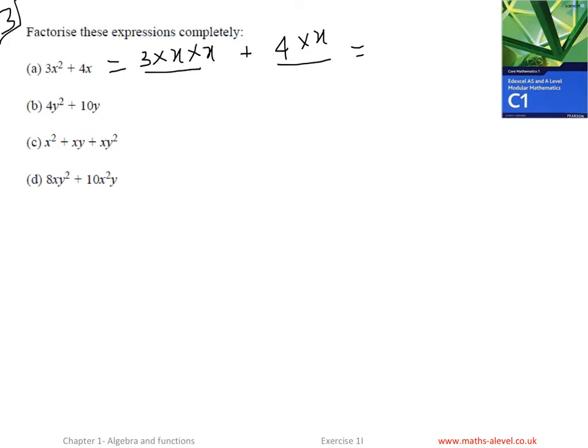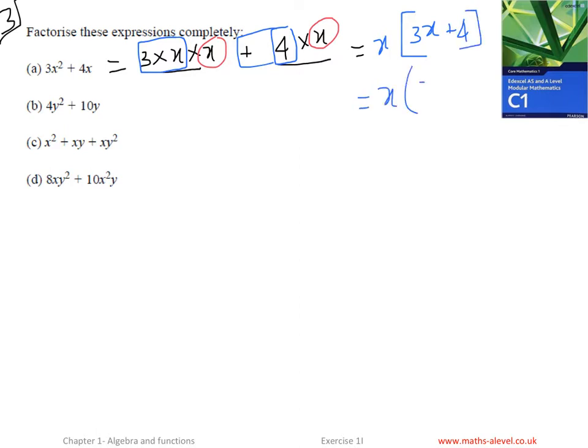So the common value should be x. There's no other common value between the two. So if I take x outside, 3x is here and 4 is here, plus 4. So the answer will be x into 3x plus 4.